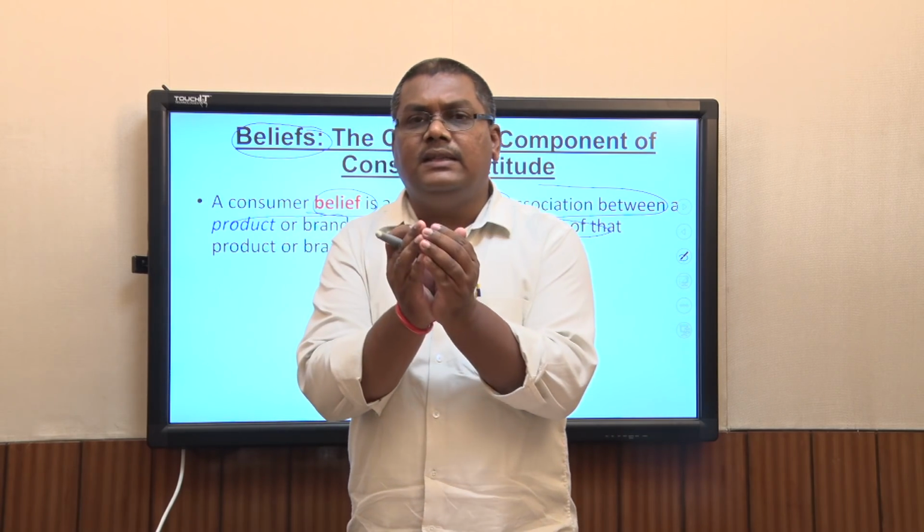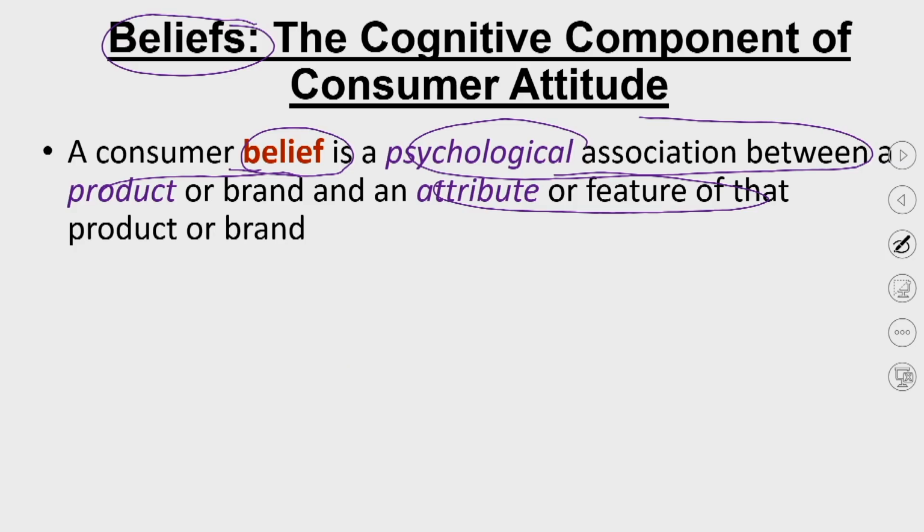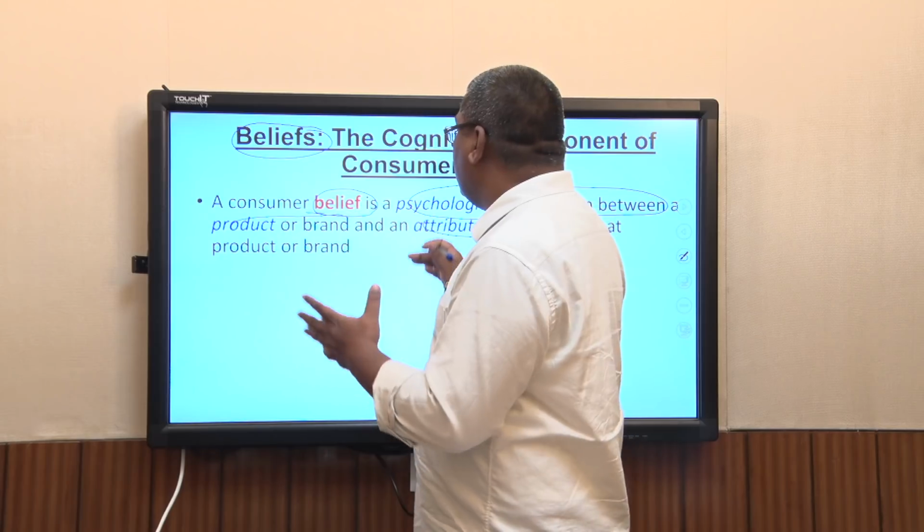So, the attribute that Patanjali has is herbal, and the psychological association with that product that you have is this herbal nature, plus the knowledge, the belief, that herbal and Ayurvedic products are good for health. This association between the attribute that the product has, Patanjali products are herbal, and the fact that herbal products are good for health, combining these two together is what is called the belief. That is what the consumer belief is.